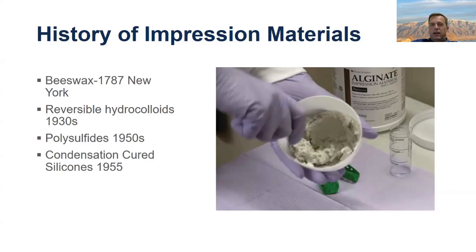Man, that stuff's slimy. Alginate in 1947 was really the advent of something that we're still using today, basically. Polysulfides came along in the 50s. I have a picture in here of a polysulfide impression. Man, does that stuff smell bad. I'm guessing that patients didn't really like that. And then condensation cured silicones were the first of the modern materials, still not as stable as we needed.